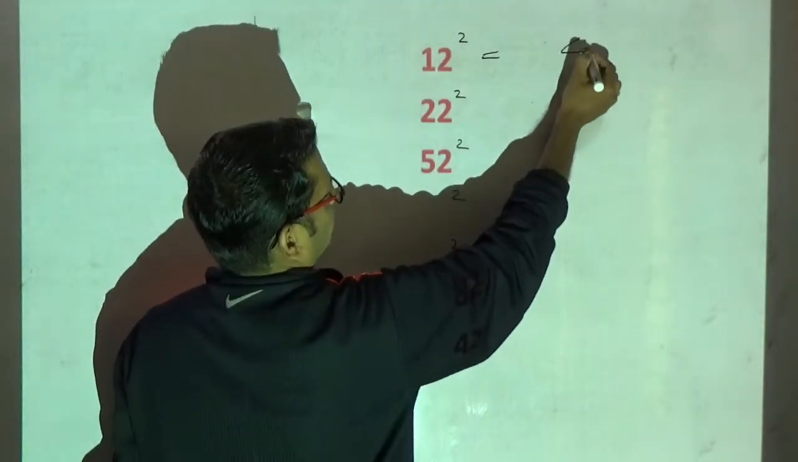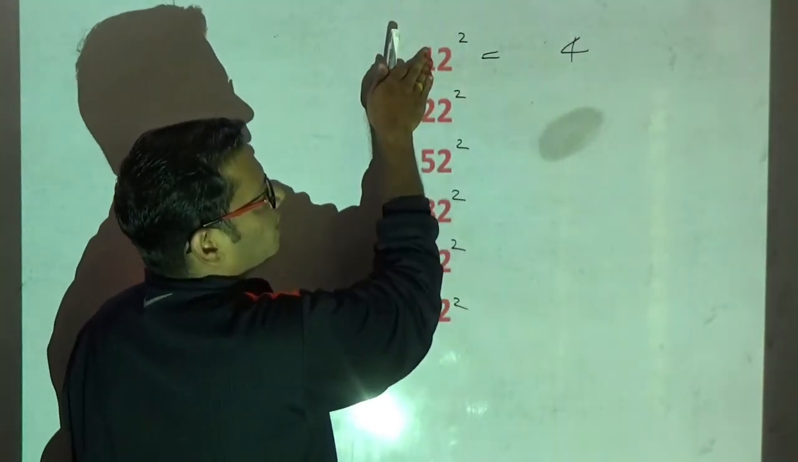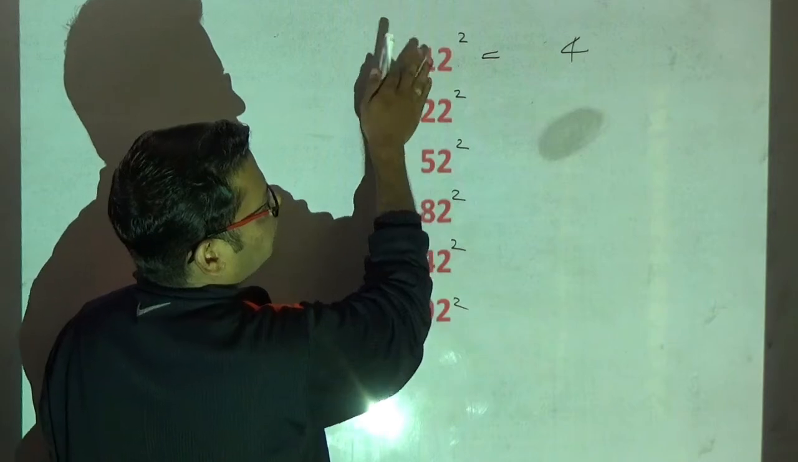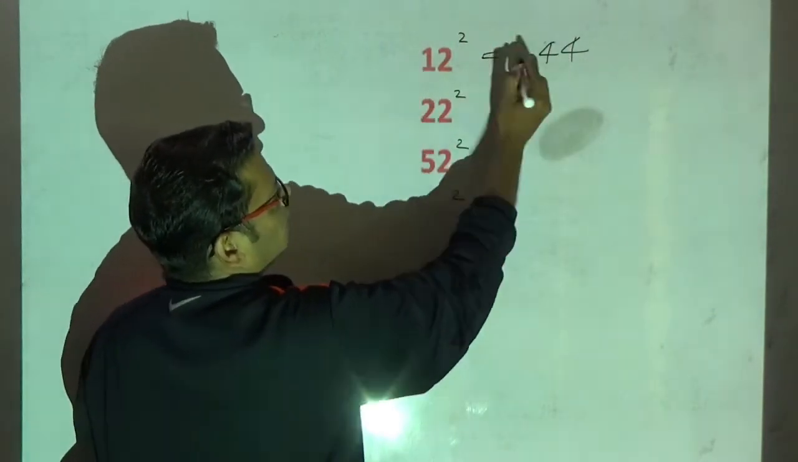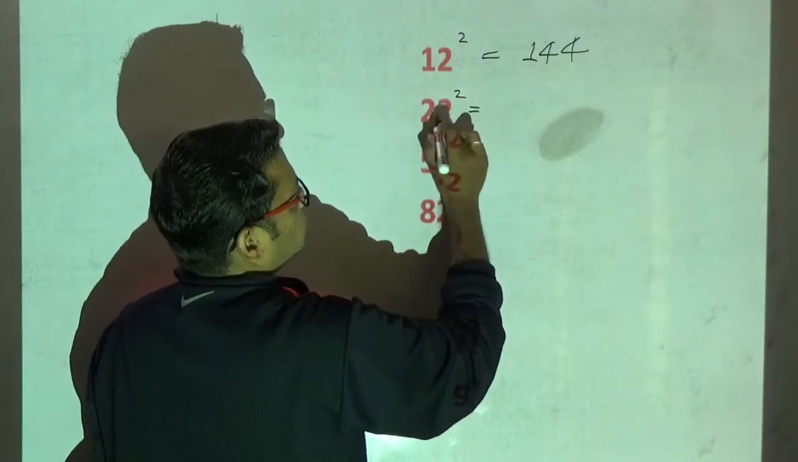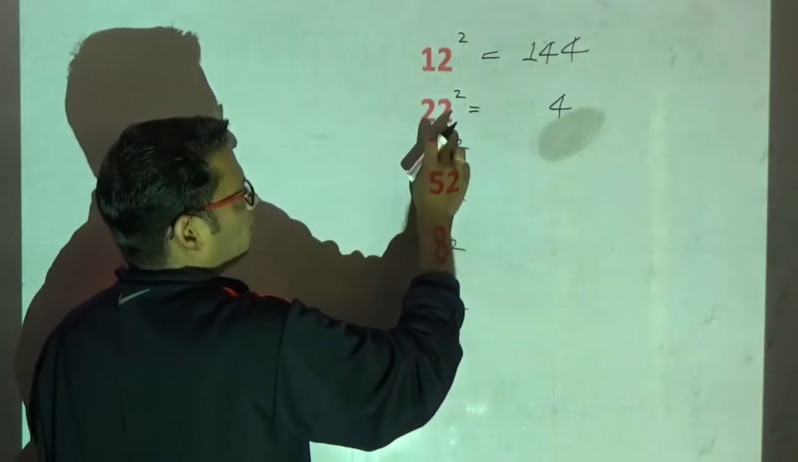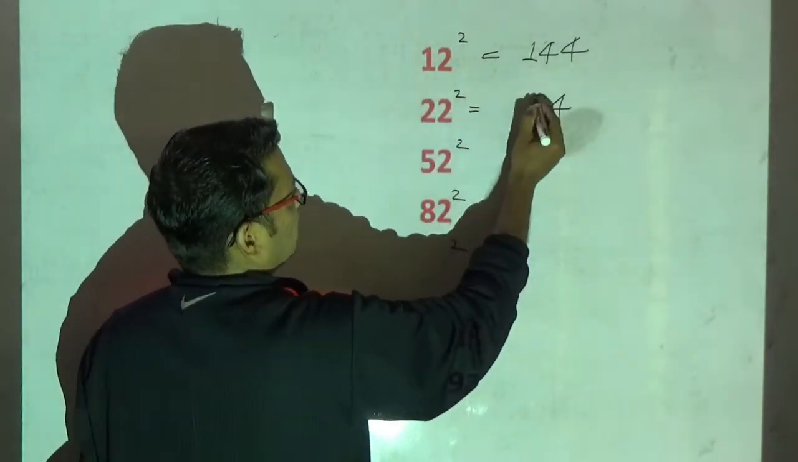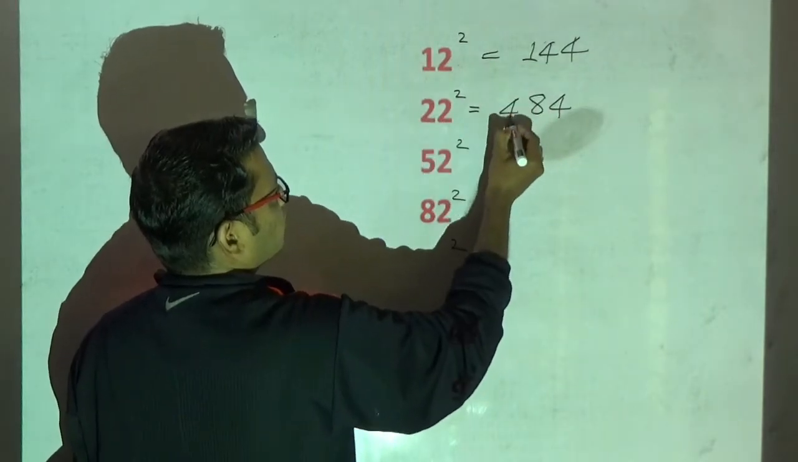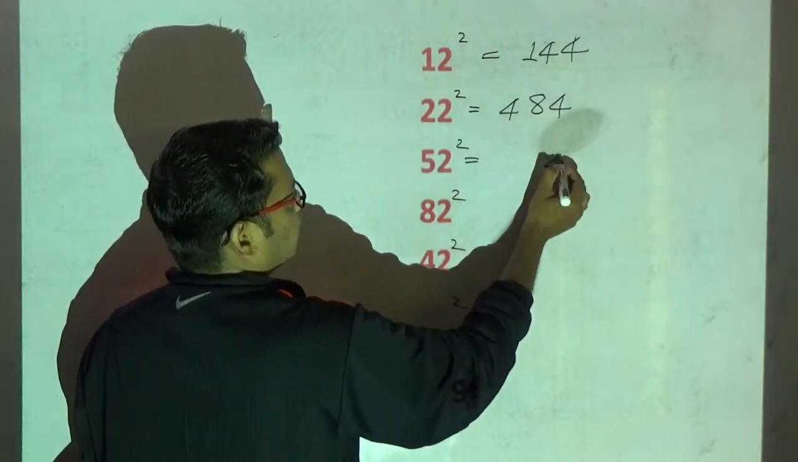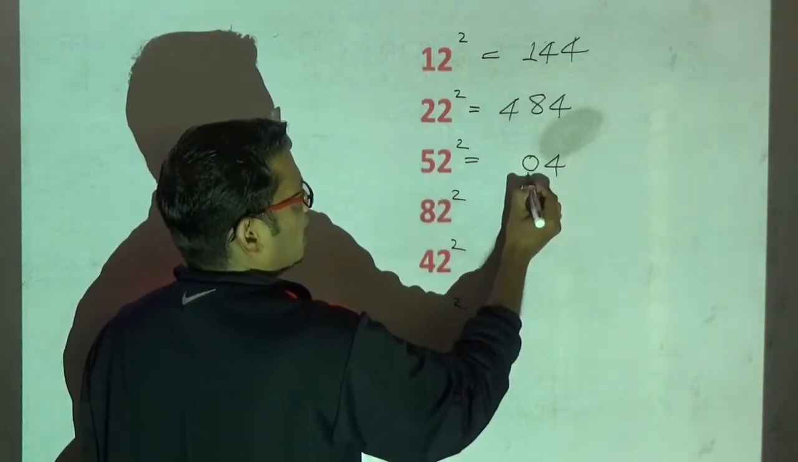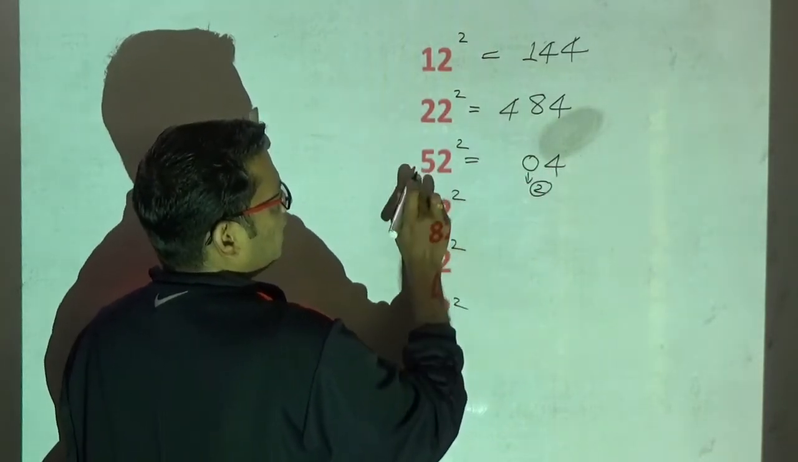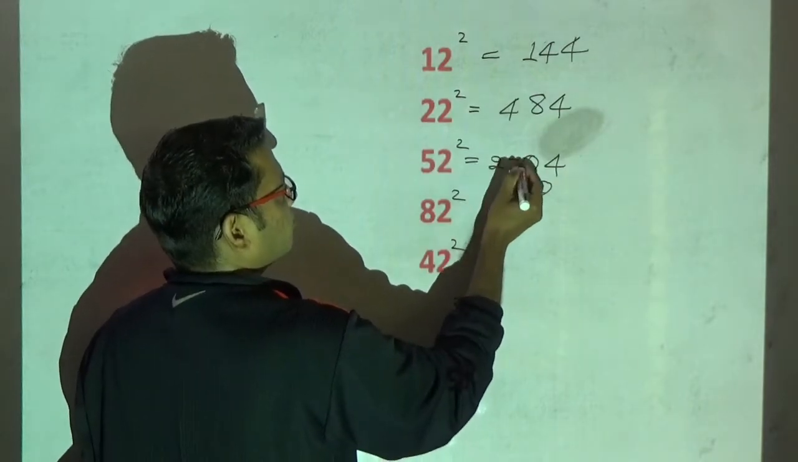2 square is 4. Double your 2, it becomes 4. 4 into 1 is 4. What is in the tens place? 1. 1 square is 1. Similarly here, 2 square is 4. Double your 2, it becomes 4. 4 into 2 is 8. 2 square is 4. Similarly here, 2 square is 4. Double your 2, it becomes 4. 5 fours is 20. Carry is 2. 5 square is 25 plus 2 is 27.